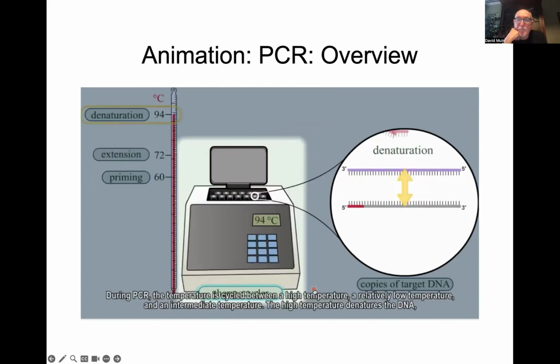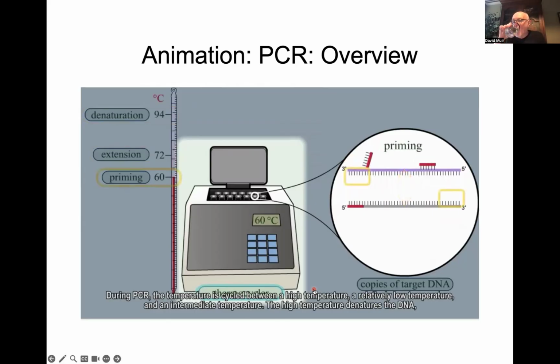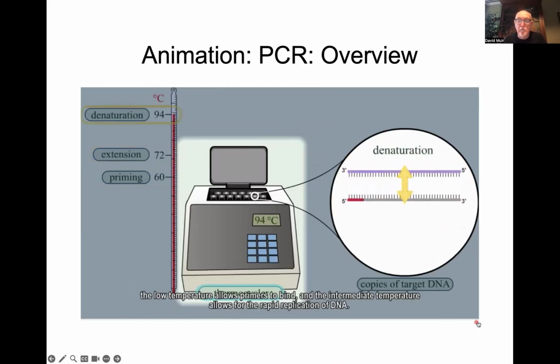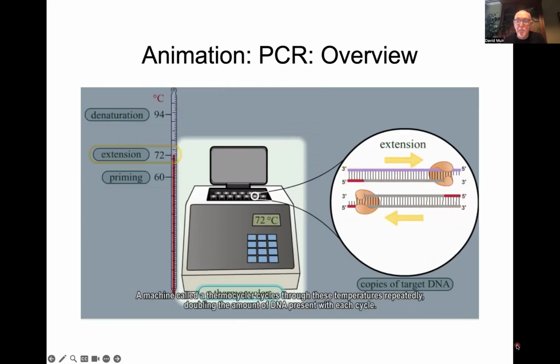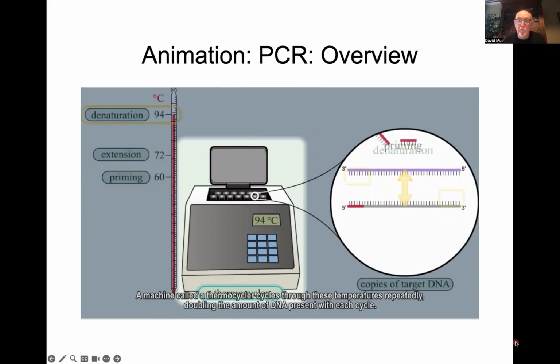During PCR, the temperature is cycled between a high temperature, a relatively low temperature, and an intermediate temperature. The high temperature denatures the DNA. The low temperature allows DNA primers to bind, and the intermediate temperature allows for the rapid replication of DNA. A machine called a thermocycler cycles through these temperatures repeatedly, doubling the amount of DNA present with each cycle.